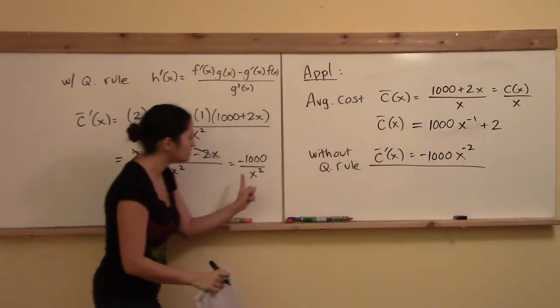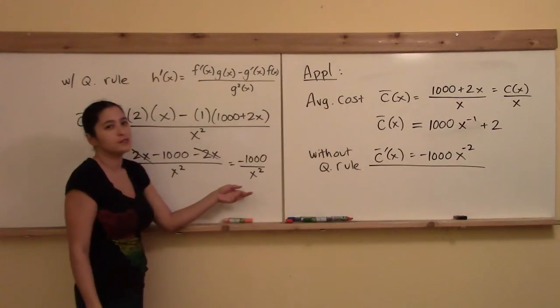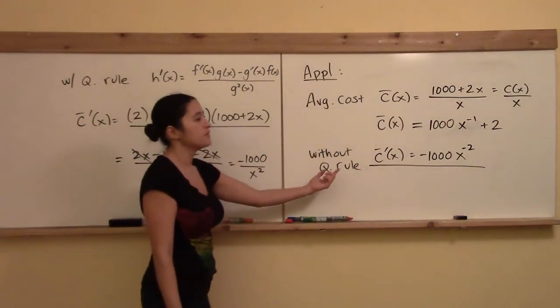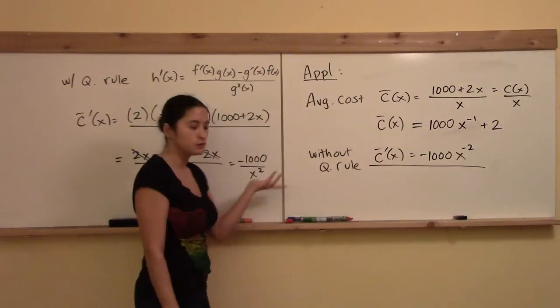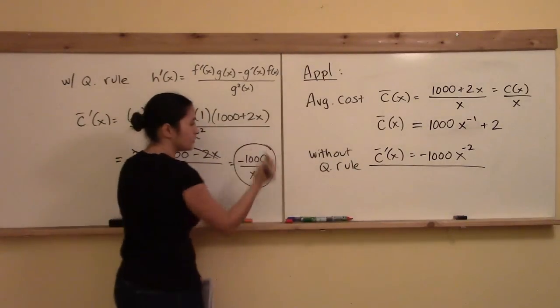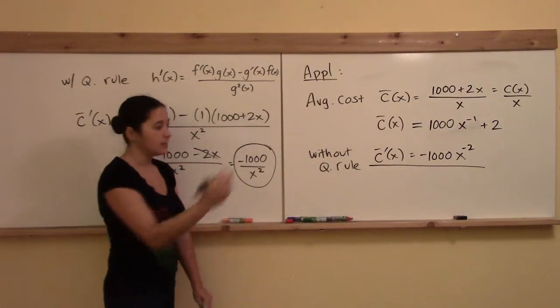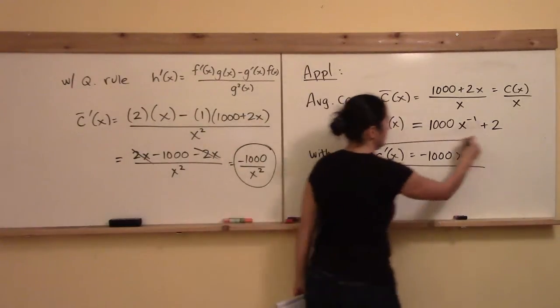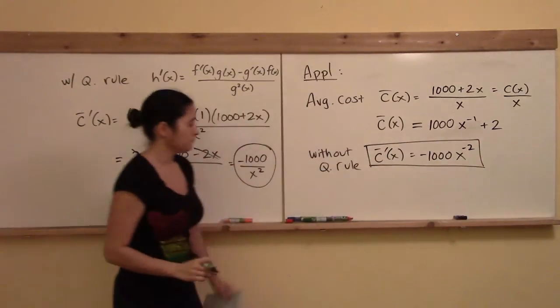There's the negative 1000, and here the x to the positive 2 is on the bottom. Over there, the x is to the negative 2 on the top. So either way you slice it, this is what I would call the simplified form, okay? Either one of these things counts as the simplified form.